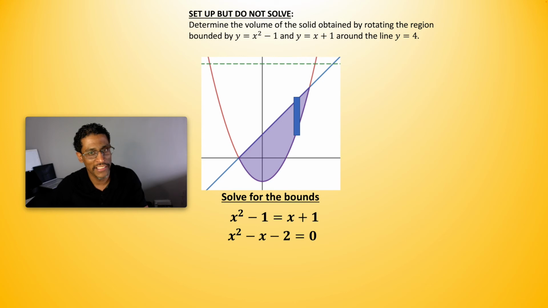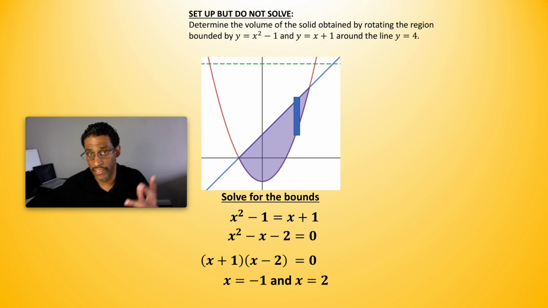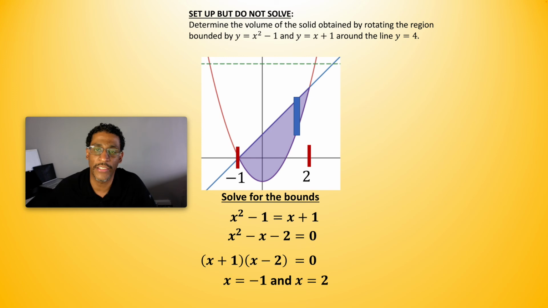It's a quadratic. But thankfully, it's a quadratic that you can factor. It factors nicely as x minus 2 and x plus 1. And then you set these two separately equal to 0 to get the final values, that the left value is x equals -1 and the right value is x equals 2. Those are your bounds. You're done.